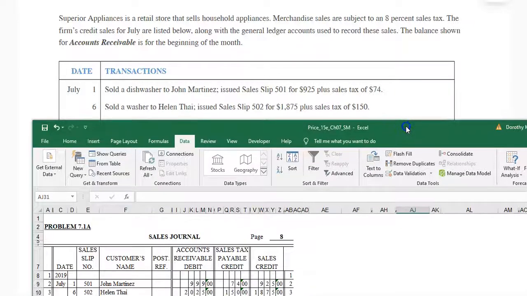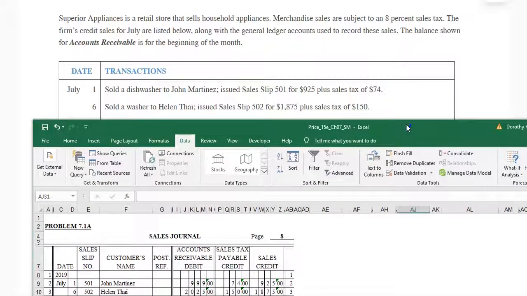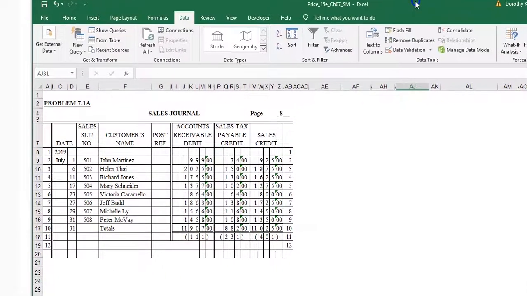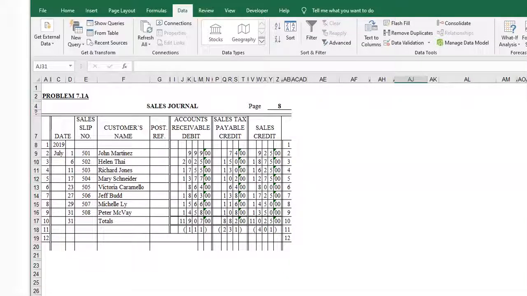Next one, July 6th, sold a washer to Helen Ty, issued sales slip 502 for $1,875 plus sales tax of $150. Again, you're just entering the sales tax, the sales, $1,875, and the total, and the sales slip number. So we can go on and on and on. It's going to all look exactly the same. So I'm just going to show you the sales journal, leave it up for just a moment, and then we'll move on to what we do with these totals.